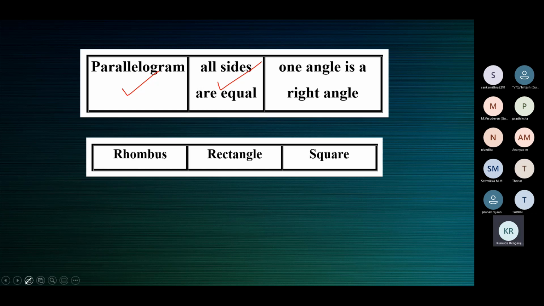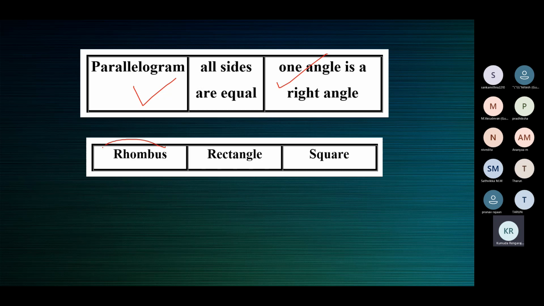What about a rectangle? A rectangle is a parallelogram in which one angle is a right angle. So if you prove that a quadrilateral is a parallelogram with one angle 90 degrees, then it's a rectangle.